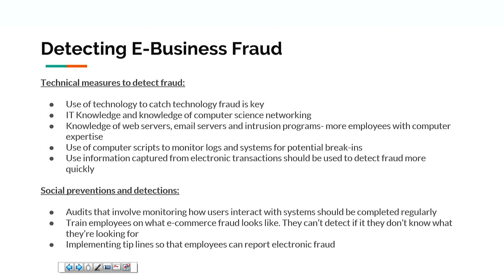Some of the social prevention and detection methods are audits that involve monitoring how users interact with systems, and training employees on what e-commerce fraud looks like. They can't detect it if they don't know what it looks like. Another method is implementing tip lines or whistleblowing programs so employees can report fraud.